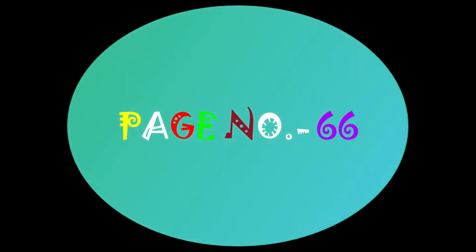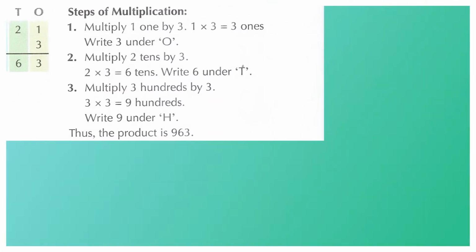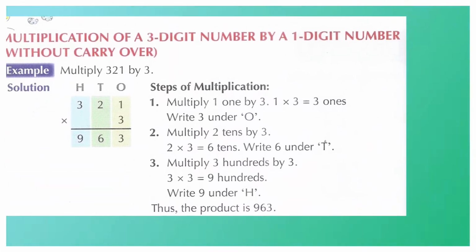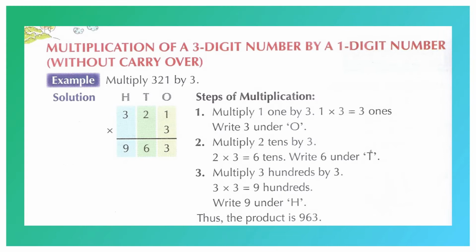Please open page number 66. The first topic is multiplication of a 3-digit number by a 1-digit number without carry over. There is an example: multiply 321 by 3. First of all we have to make 3 columns: ones, tens and hundreds. 1 we write in the ones column, 2 in the tens column, and 3 in the hundreds column.